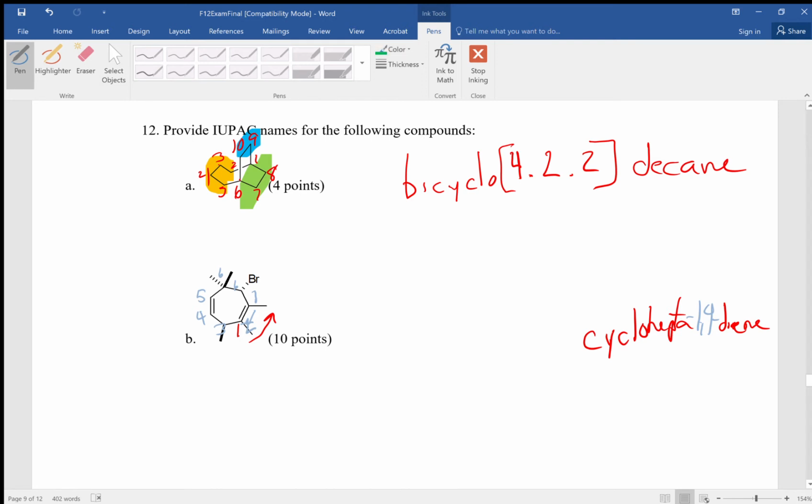From there, we need to name our substituents. We have a bromine at carbon 7. So 7 bromo. And then we have a series of methyl groups at 1, 2, 3, 6, and 6. Since there's 5 of them, we'd call it pentamethyl.